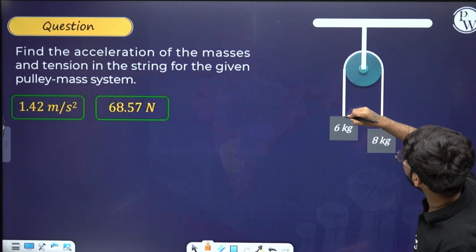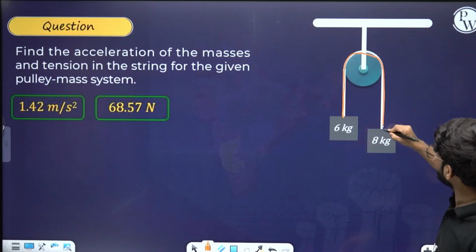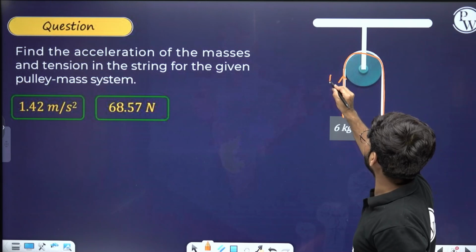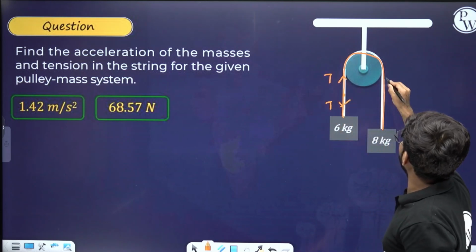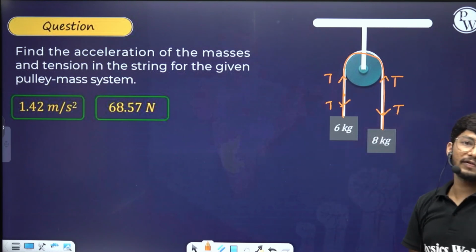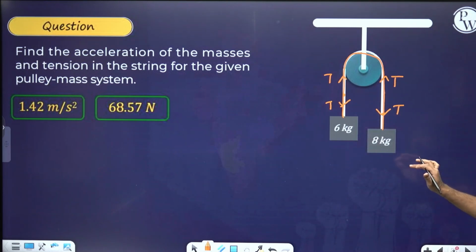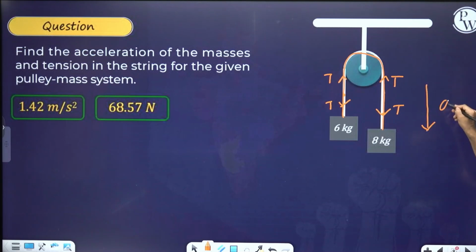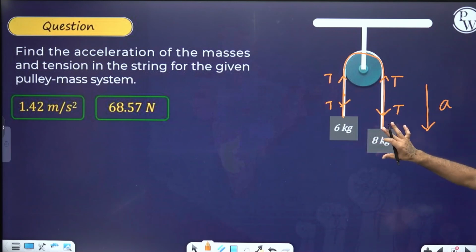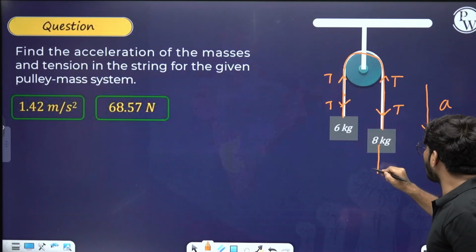They are connected by a string. So we need to calculate this tension T, and also the acceleration of the system, right? Let me call the acceleration of the system A. Which one is higher weight? 8G, right? Because 8 has more mass than 6.